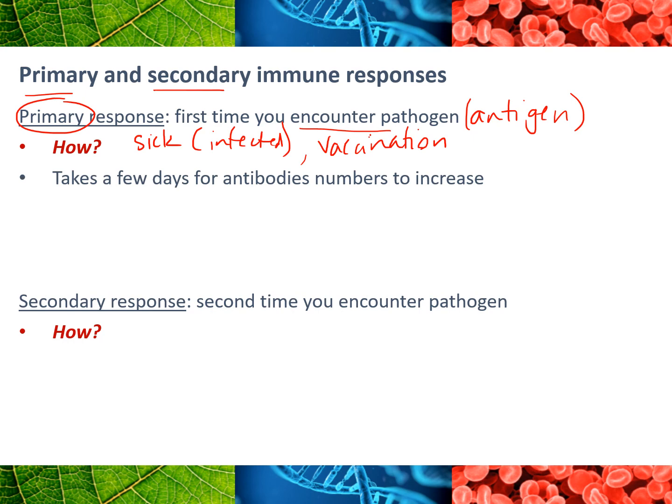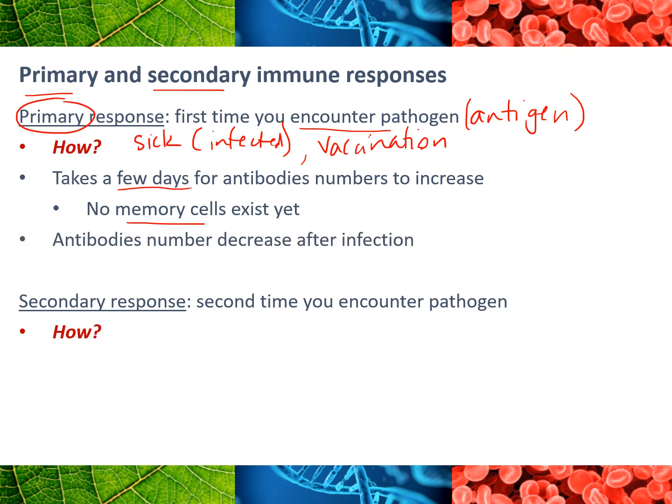As I mentioned before, it takes a few days for antibody numbers to increase because it takes a few days for those B cells to get selected and then to be cloned and then to produce and release all of those antibodies. An important thing to note here is that we don't have memory cells yet because we haven't encountered this pathogen before.